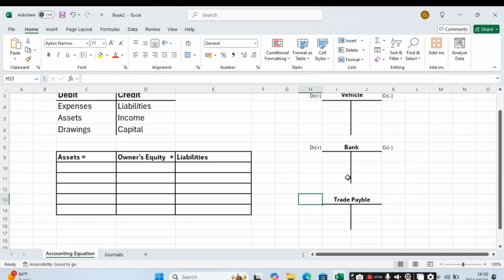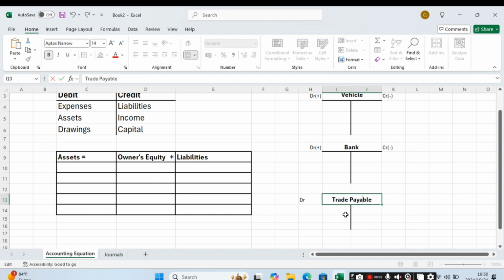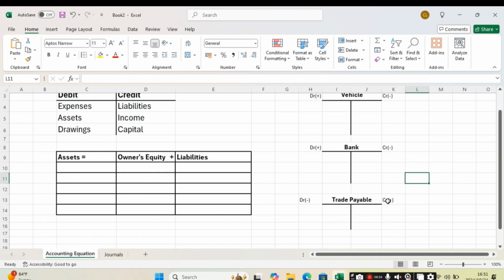So we also have debit. So this is what? Trade payable. Trade payable is a liability. So liabilities increase where? On the credit side. So on the debit side, they're doing what? They are decreasing. So minus. Also the side, we have credit. So liabilities on the credit side are doing what? They are increasing. So we have a plus on the credit side.